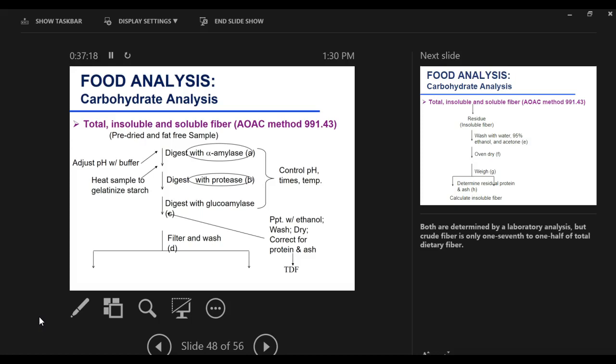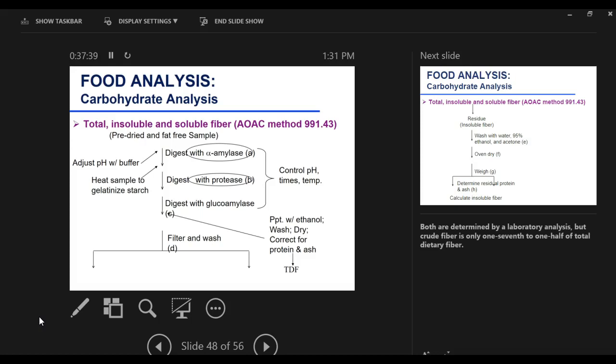If you have anything that is still in your residue as protein and ash, you subtract them from the weight of your total fiber and you get total dietary fiber. So in one step here, you get total dietary fiber that includes soluble and insoluble.